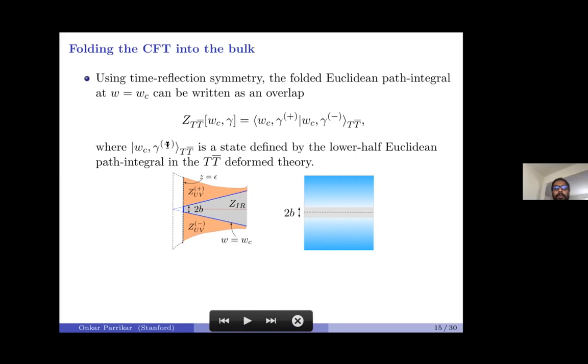Gamma minus is just saying the induced metric on the lower half space here. So the Euclidean path integral of this T-Tbar deformed field theory with these particular parameters defines some state. And similarly, the path integral up here on the upper half space defines the corresponding bra. And then of course, the full Euclidean path integral is the overlap between these two things, between the ket defined from the lower half space and the bra defined on the upper half space.